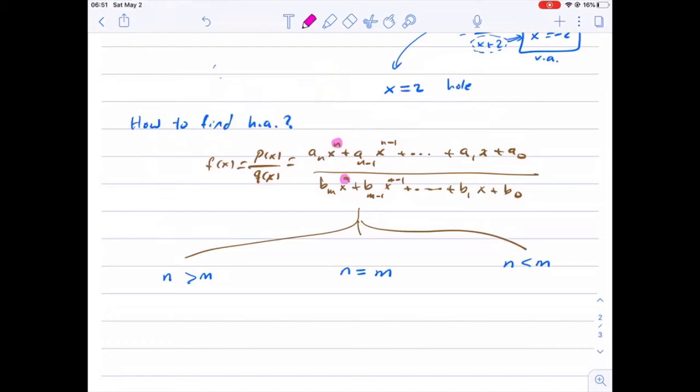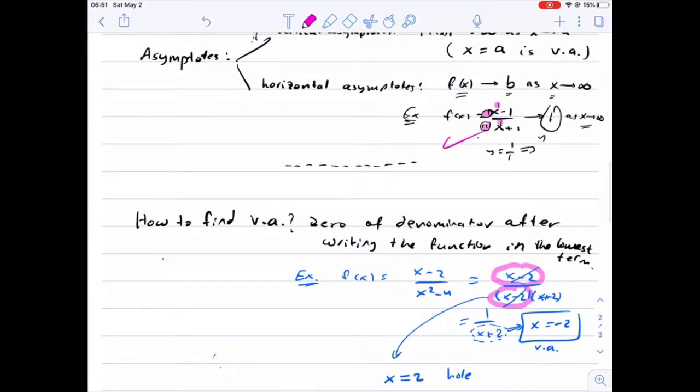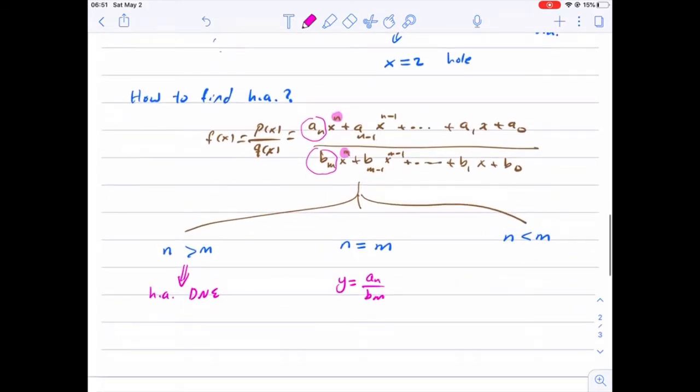Now, if the degree of the numerator is greater than the degree of the denominator, then the horizontal asymptote does not exist. We don't have a horizontal asymptote. If those are equal, we take the leading coefficients and find the ratio of this. So y equals, I mean the horizontal asymptote is a sub n over b sub m, as we've seen in our example here. Now, if the degree of the numerator is less than the degree of the denominator, then y equals 0.